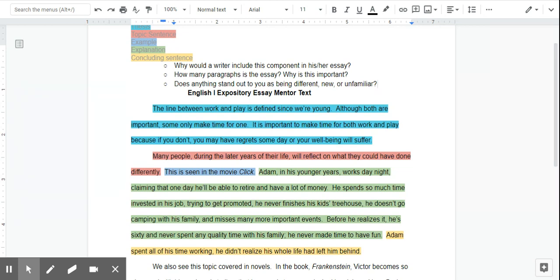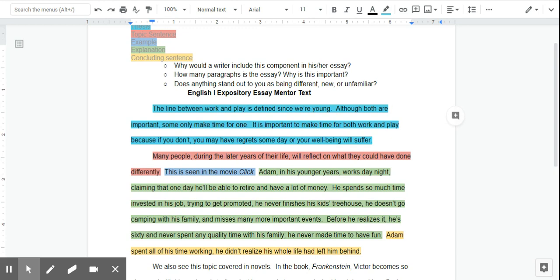The line between work and play is defined since we're young. Although both are important, some only make time for one. It is important to make time for both work and play because if you don't, you may have regrets someday or your well-being will suffer. Many people during the later years of their life will reflect on what they could have done differently. This is seen in the movie Click.